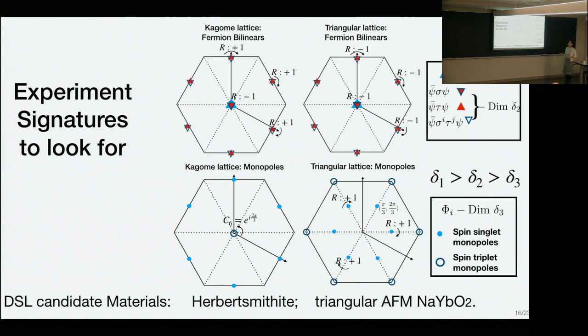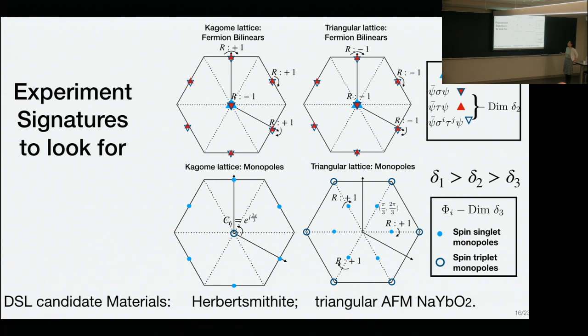As we say, since this Dirac spin liquid really has a good chance to be realized in experiment, here we plot the signatures to look for in spectroscopic measurements, such as neutron scattering. The first row contains the momentum of the fermionic bilinear, where the second row is the monopole quantum numbers. We see that there are some distinct features for the monopoles.